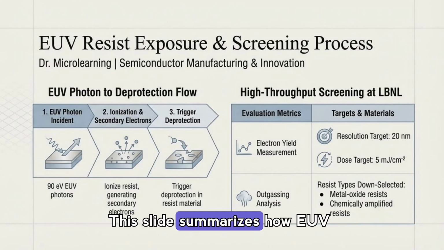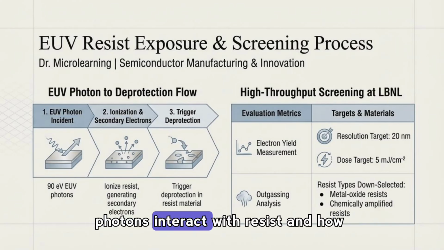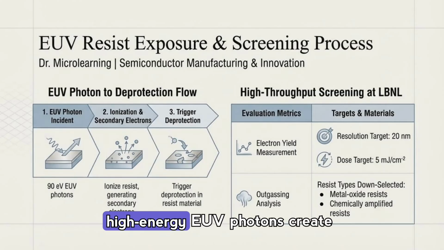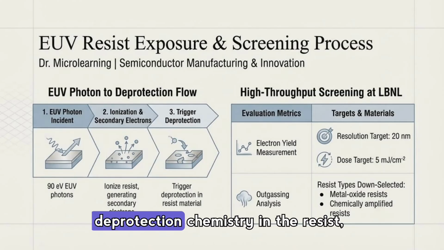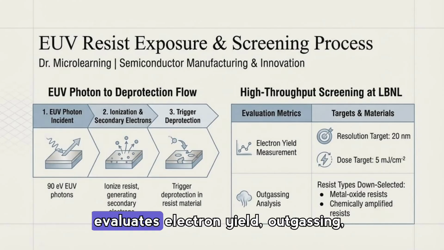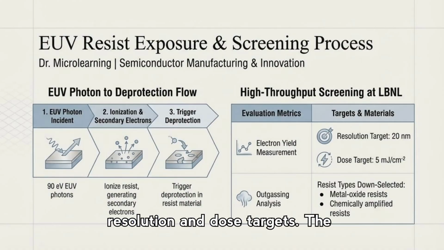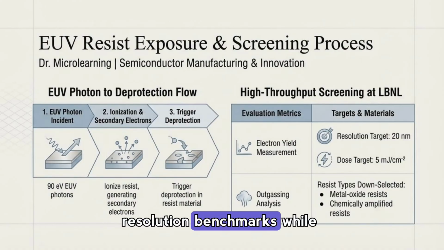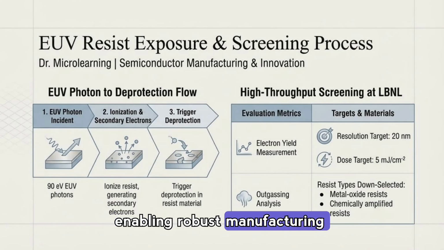This slide summarizes how EUV photons interact with resist and how we screen candidate materials. High-energy EUV photons create secondary electrons that trigger deprotection chemistry in the resist, and high-throughput testing evaluates electron yield, outgassing, resolution, and dose targets. The goal is resist chemistries that hit resolution benchmarks while minimizing contamination and enabling robust manufacturing performance.